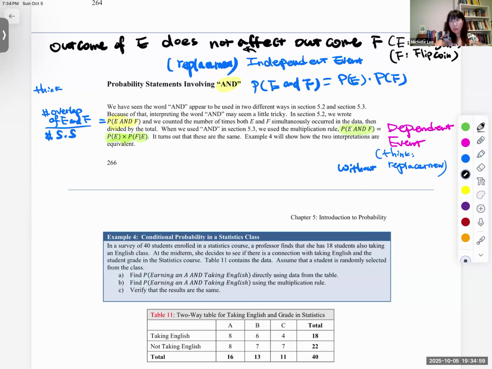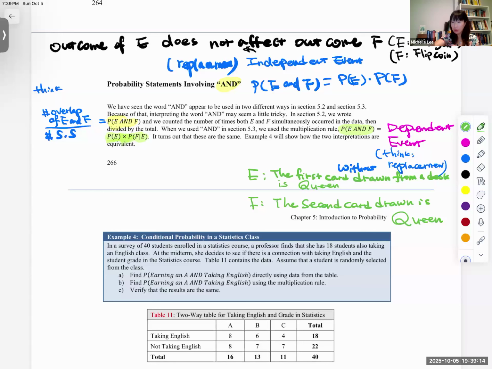Dependent, we rely on the event, right? So I wrote down this one, dependent event. The outcome of event E affects the outcome of event F, right? So against independent, dependent, right?